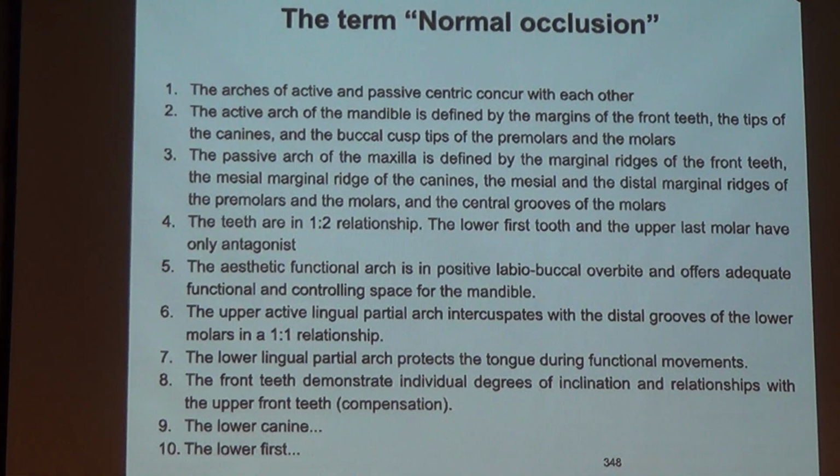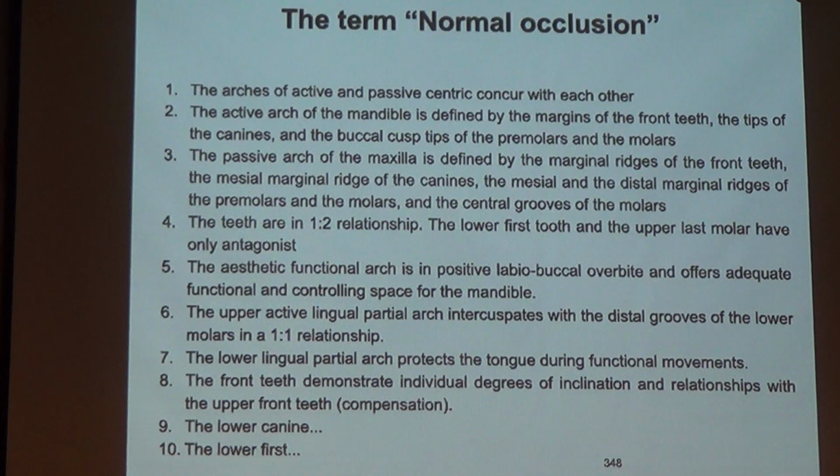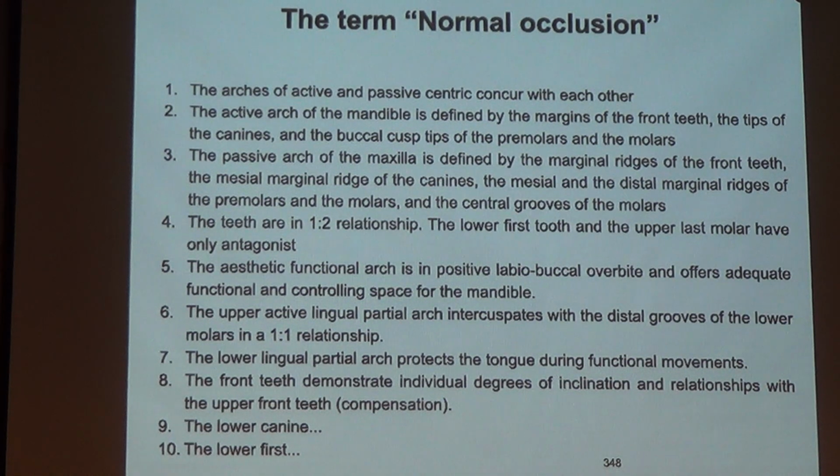The active arch of the mandible is defined by the margins of the front teeth, the tips of canines, and the buccal cusp tips of premolars and molars. Thì cái ở hàm dưới á, thì cái cung gọi là active là cái cung mà những cái thuộc về chịu lực, thì nó thường là ở bờ cắn của các răng trước, đỉnh múi của răng nanh, múi ngoài của răng cối nhỏ và răng cối lớn.